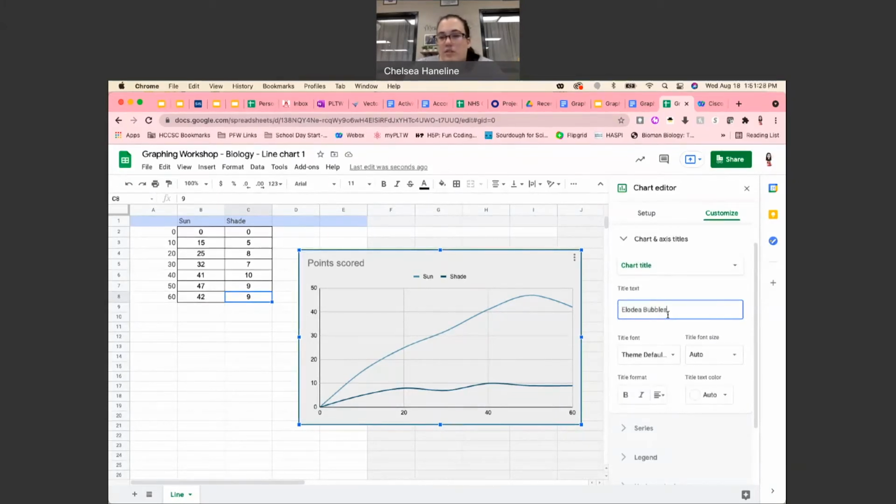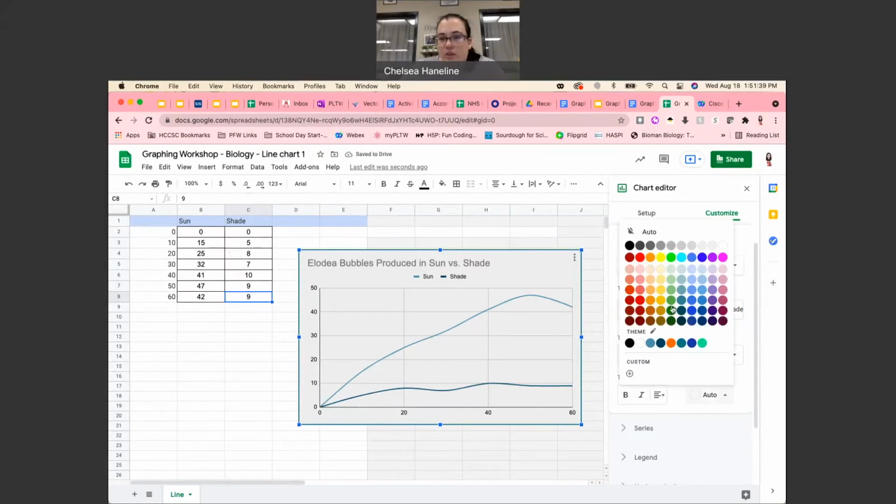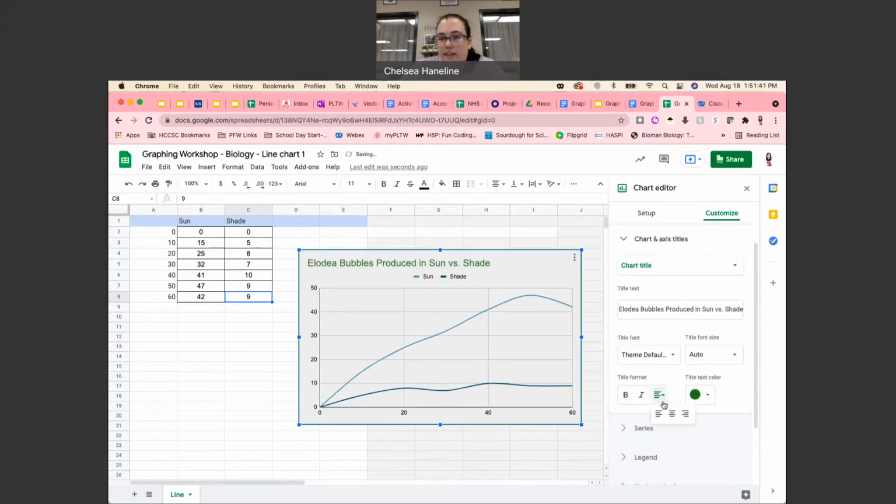bubbles produced in sun versus shade. Okay. And then the text color you can change as well if you want to make that green, and then maybe center it so it looks nice on there.